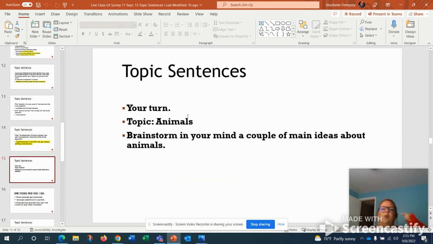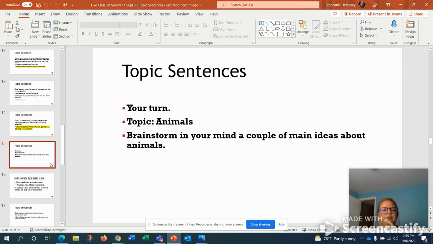So you want to think about this topic of animals. On your own, you can brainstorm in your mind a couple of ideas about animals. Remember, animals is very broad. There's tons of different animals. Animals eat, they play, they sleep, they are pets. There's a ton of things you can think about. So I want you to think about a couple of main ideas about animals.